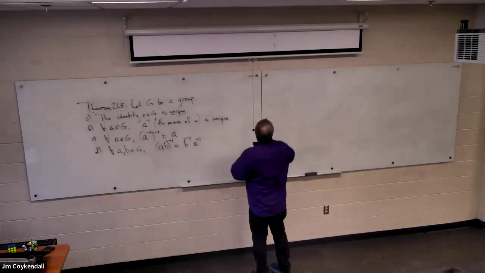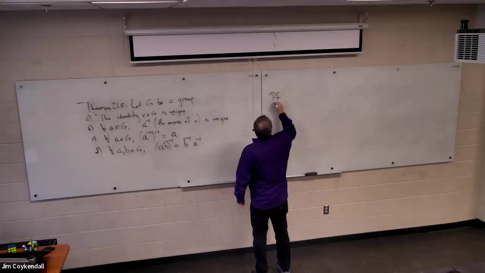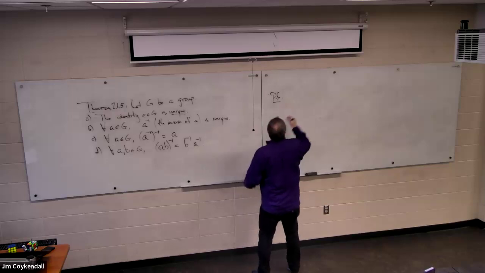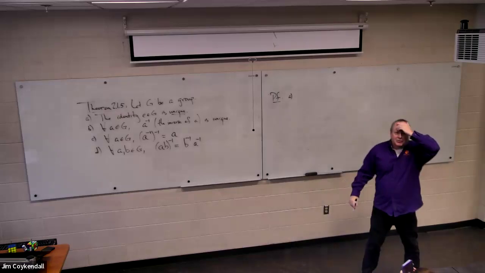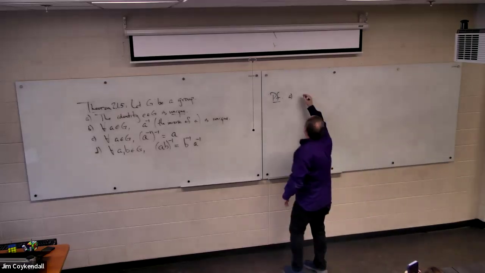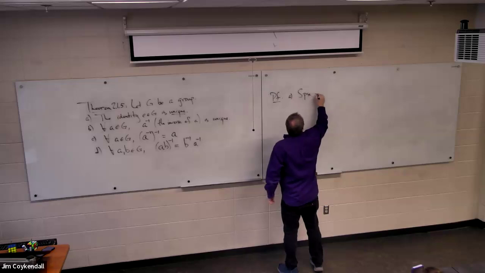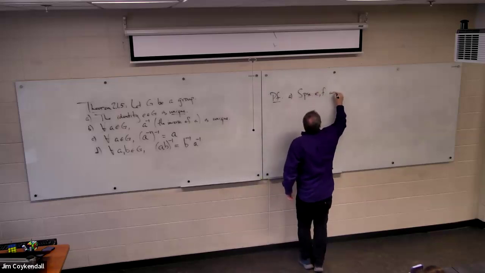Okay, so let's prove this. We're going to go through this step by step. Let's look at A. Suppose E and F are identities.